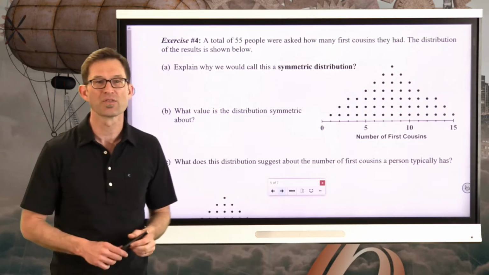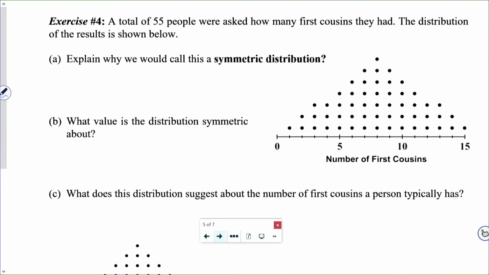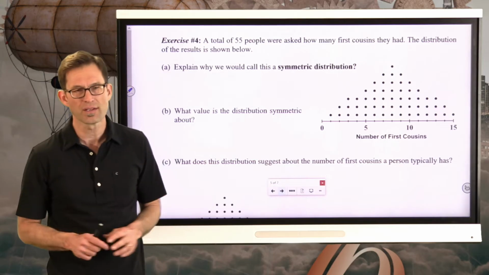Let's keep going. Exercise number 4. A total of 55 people were asked how many first cousins they had. The distribution of the results is shown below. Letter A, explain why we would call this a symmetric distribution. All right, so let's talk about this a little bit.